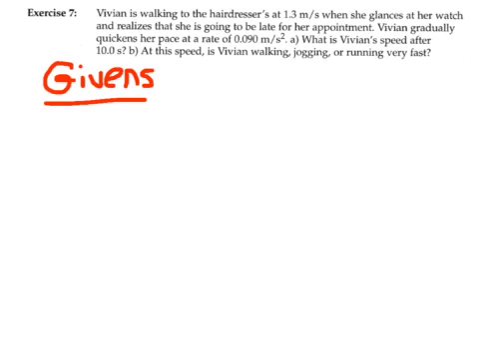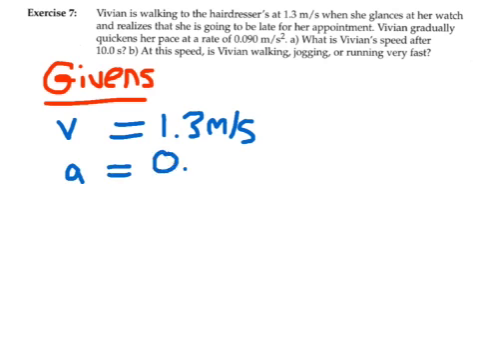The first step is to list your given information. In the problem, you can see a speed of 1.3 meters per second. You may not be sure which speed it is, so you can write v for now, but you'll notice, since we're doing an acceleration problem, we're going to have more than one speed. I see an acceleration of 0.09 meters per second squared.